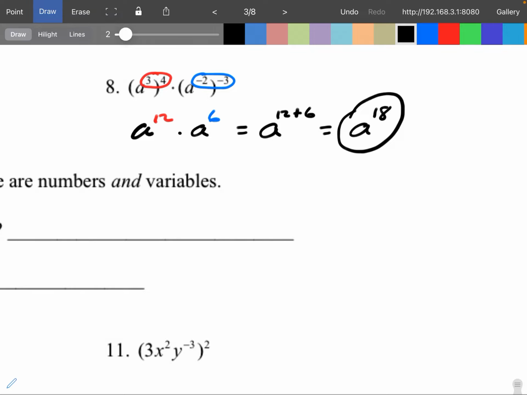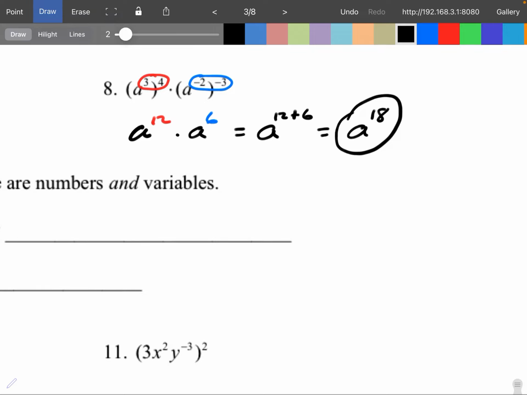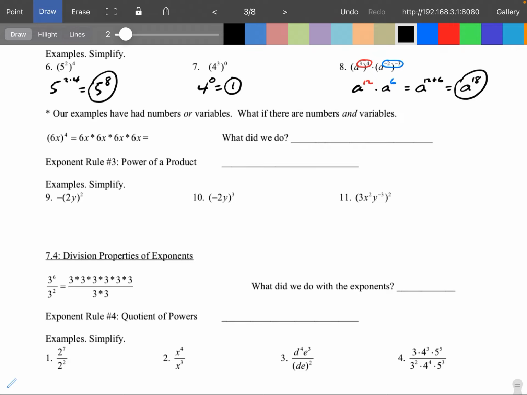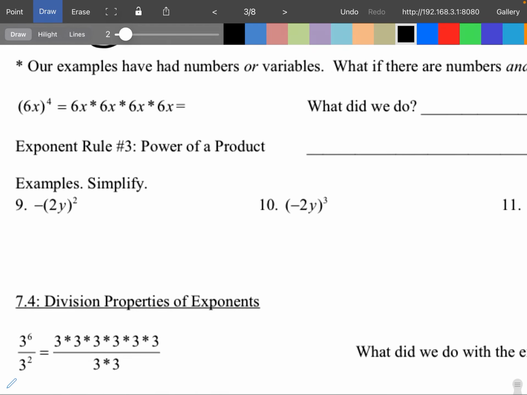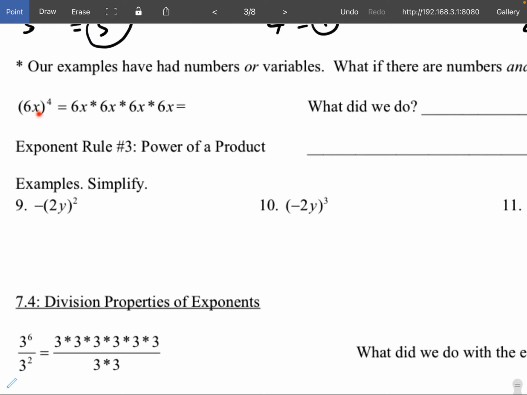All right? So now we got one more rule to go. And then we're done. This one, they already wrote it out. They said if you got 6x to the 4th power, well, if it's to the 4th power, it means it's that thing times itself 4 times. So you got 6x times 6x times 6x times 6x.